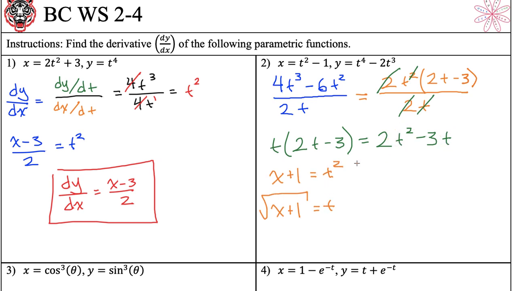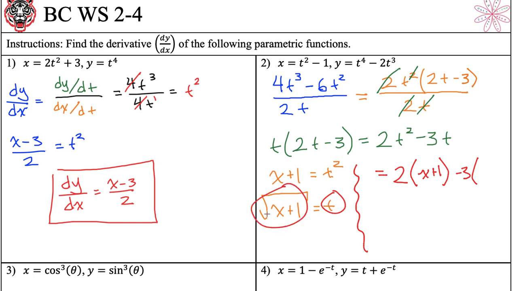So this is t squared, this is t squared, this t squared is x plus 1. So I come back down here and I say this is now equal to, I'm going to do a little wavy line, this is now equal to 2t squared, and t squared is x plus 1. Then I say minus 3t, and what is t? T is the square root of x minus 1. So this is times negative 3 square root of x minus 1.